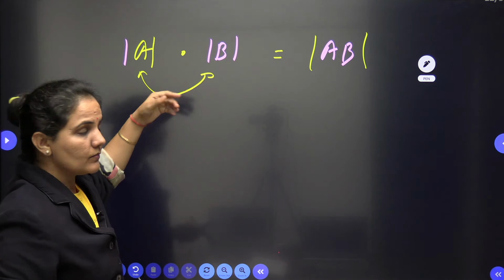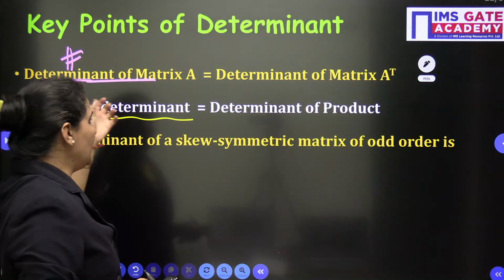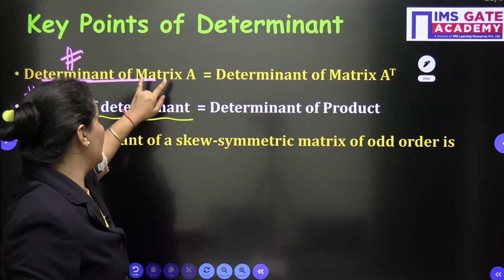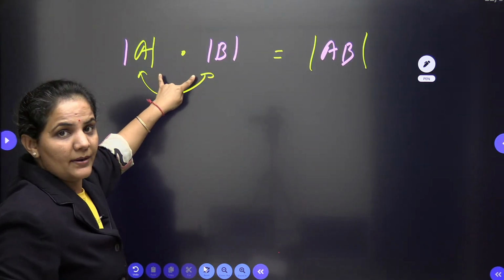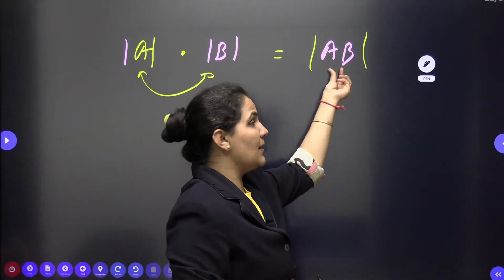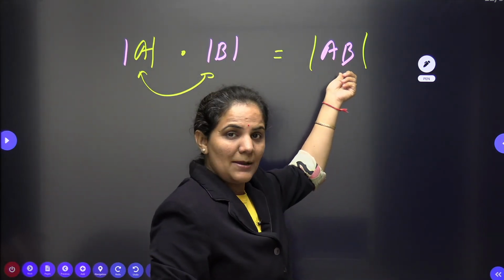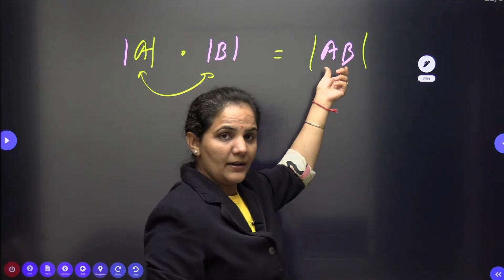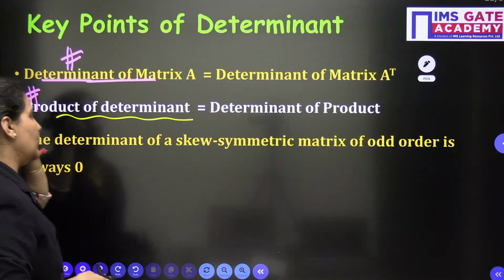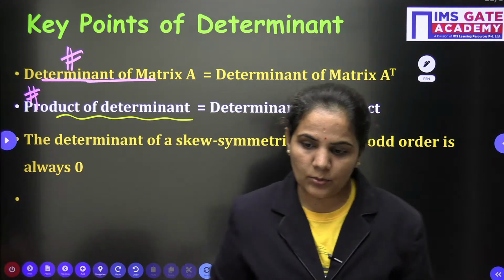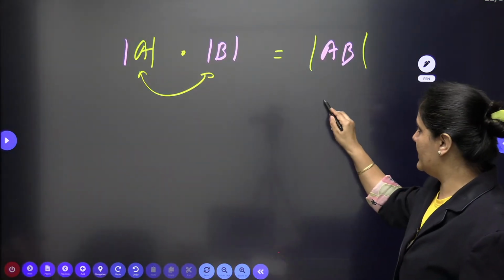you can see, what is my property? Product of determinants is equal to the determinant of the product. So I can see here the product of these two determinants is equal to the determinant of the product, and this is the product of matrices A and B. So this is very simple. The determinant of a product is equal to the product of determinants. So this you can approach directly. We are having a GATE question also based on this one.